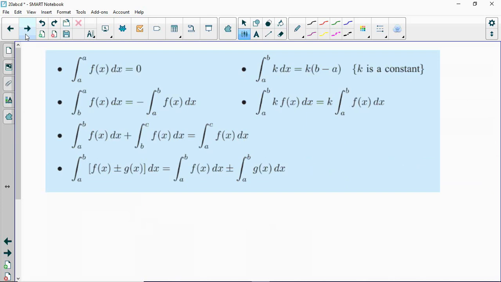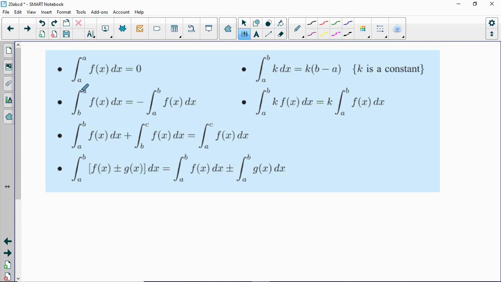I want to look at just a couple of rules for the definite integral, and hopefully these make sense. The first one says that if we take a definite integral from a to a, meaning the beginning endpoint is the same as the end endpoint, that has to be equal to 0. That should make sense. We're asking for the area of a region which has a 0 width, so that should have an area of 0.